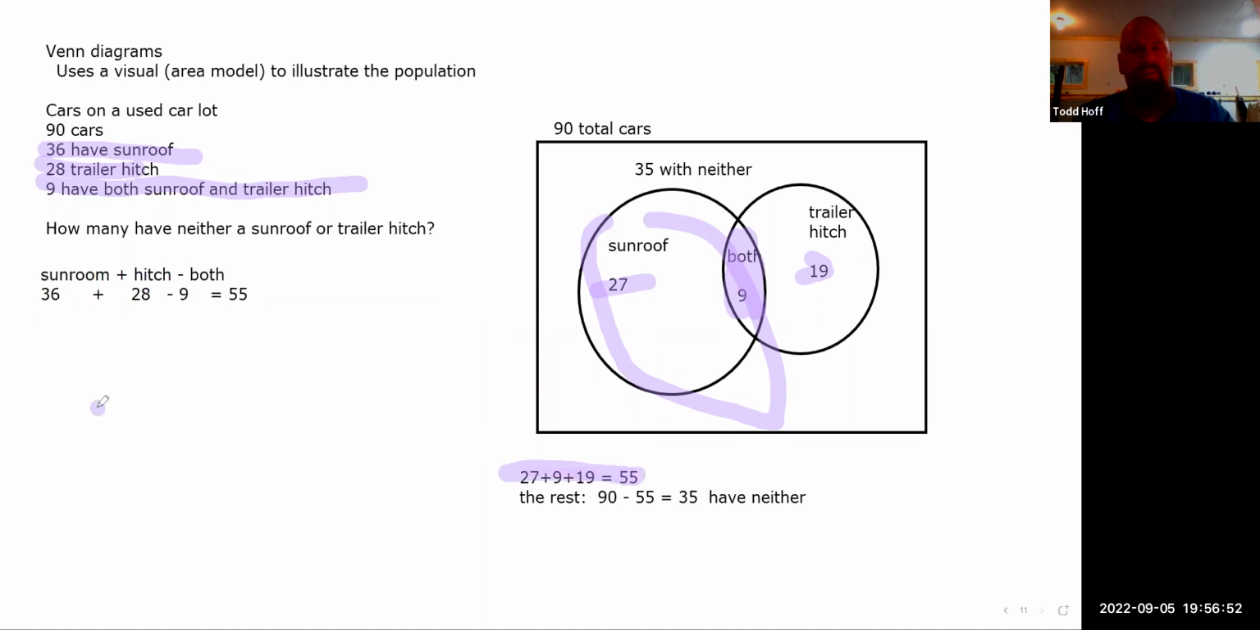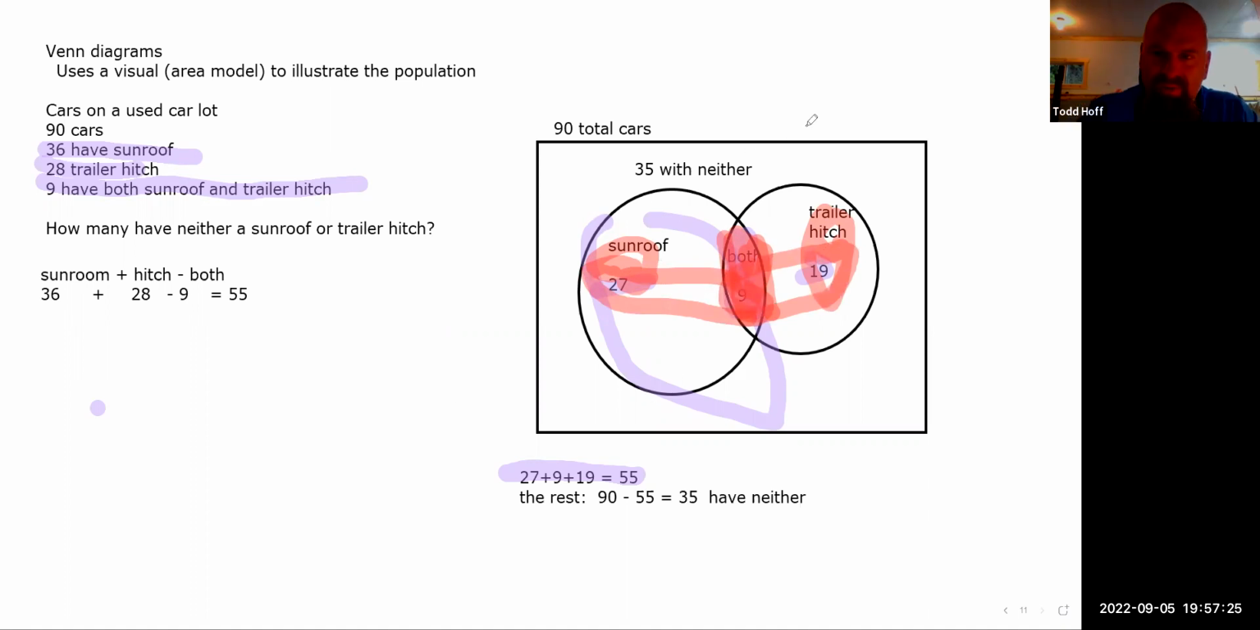So it's kind of the term used for that in some books. This textbook doesn't really use it, but it's called the inclusion exclusion principle. The Venn diagram is just a way of illustrating that when you have items that fit both characteristics, they reduce the amount in each group to make that overlap. But it's still 27 plus 9, or 36, with a sunroof, and 19 plus 9, or 28, that have the trailer hitch. Okay, that is all of it for this week.